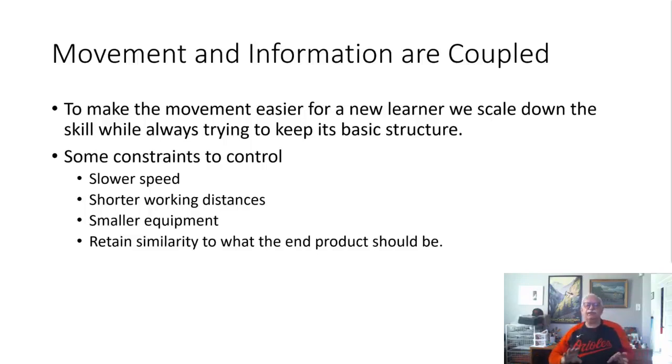So the point on this slide, movement and information are coupled, okay? Again, information is potential information that's out there. As we move in relation to what's out there, then we begin to learn how to use that information. So to make the movement easier for a new learner, what we're going to do is scale down the skill while still trying to keep its basic structure. So some constraints might be slow down the speed, shorter working distances, smaller equipment, but retain similarity to what the end product should be. That's a very, very critical kind of thing.